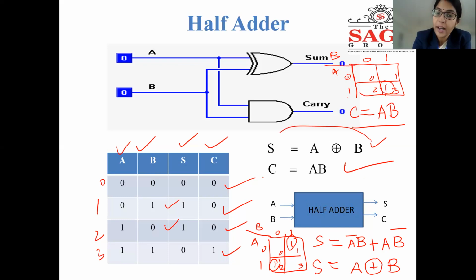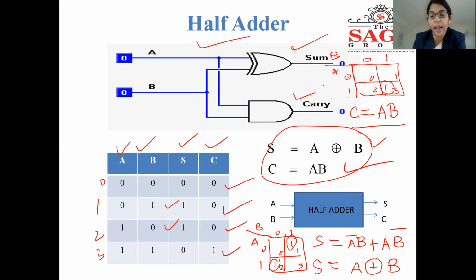Now, plotting these equations using basic logic gates, we will find the logic diagram for the half adder. Here we are XORing A and B, so you get the sum, and by joining the inputs through an AND gate, you get the carry output.